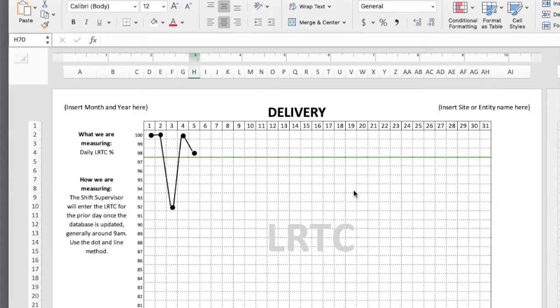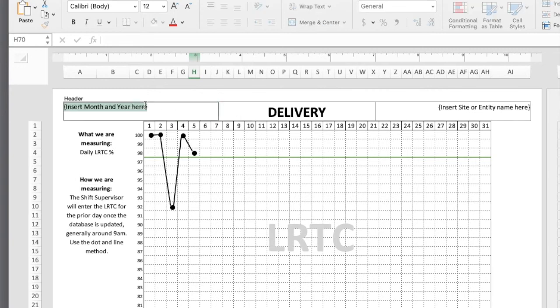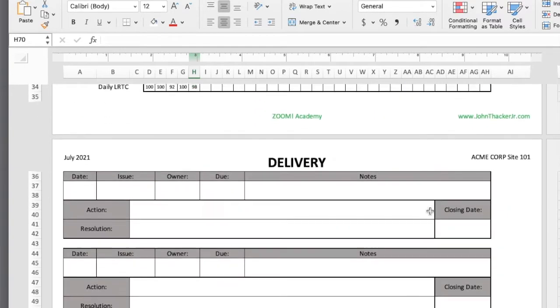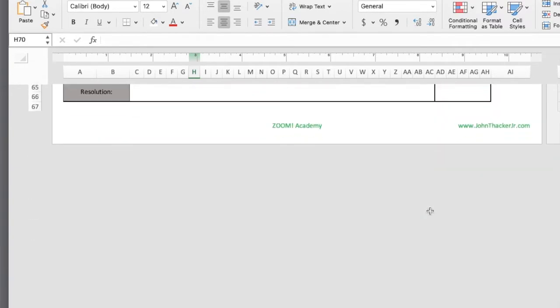This chart should look familiar to you. This is the chart that we've been using all along. And we'll begin by entering our month and year. We'll also add our site name, Acme Corp. Site 101. When you fill out the header, as usual, it populates the header throughout the rest of the chart.